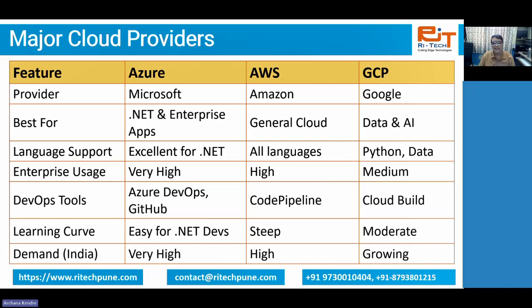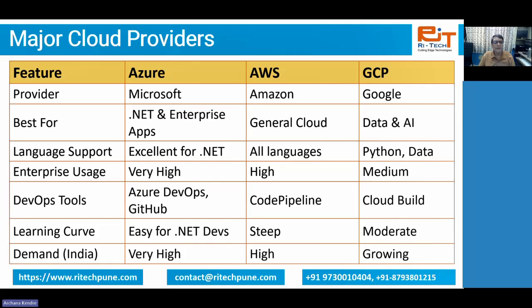But if you are a Microsoft developer, using Microsoft technology for the past few years, you might have an idea that Microsoft always has additional features or services for .NET developers in all their product lines, whether it is Office 365, Microsoft Azure, or any service. So it's more excellent for .NET, and AWS for all languages. Now GCP is more in line with Python and data related tools.